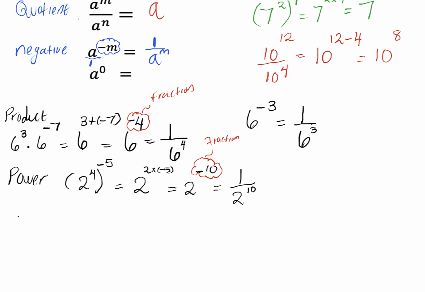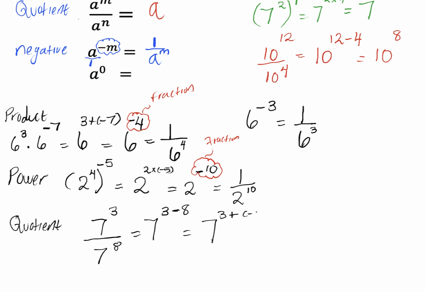And the quotient, because we are dividing. Suppose we have 7 to the 3rd power, and I have to divide by 7 to the 8th power. The bases match, so I keep the base, but I'm going to subtract the exponents because I'm dividing. So that is 3 minus 8. I have to remember my rule for subtracting integers. You keep the first, you change the subtraction sign to the opposite, which will be a plus, and you change your second integer to the opposite, so the positive 8 now becomes negative 8.